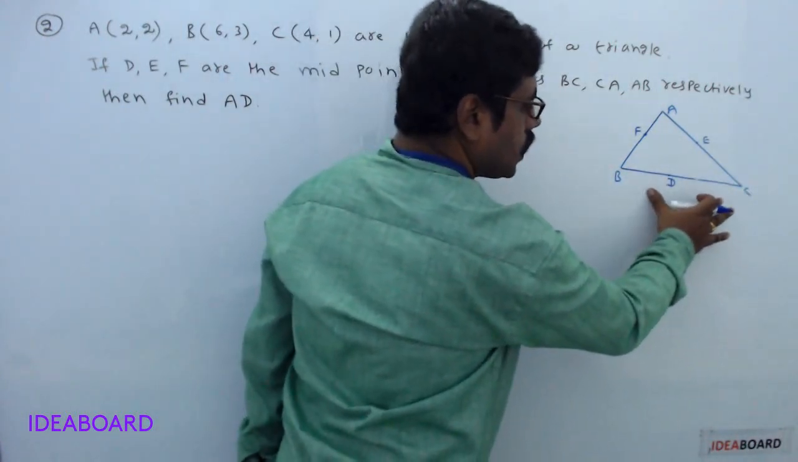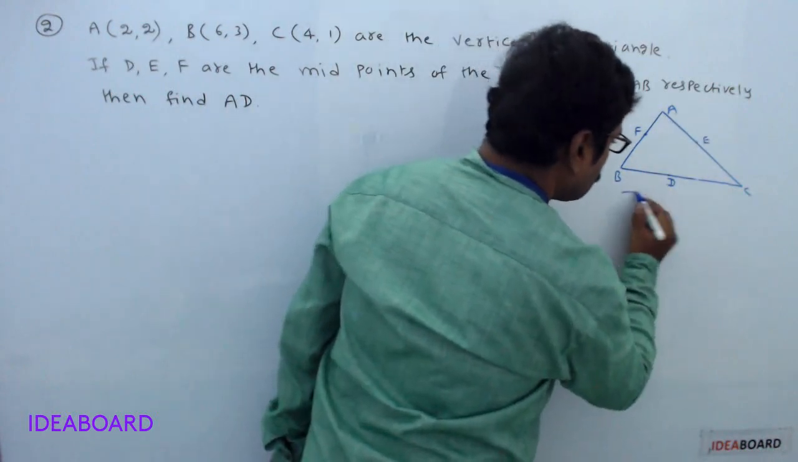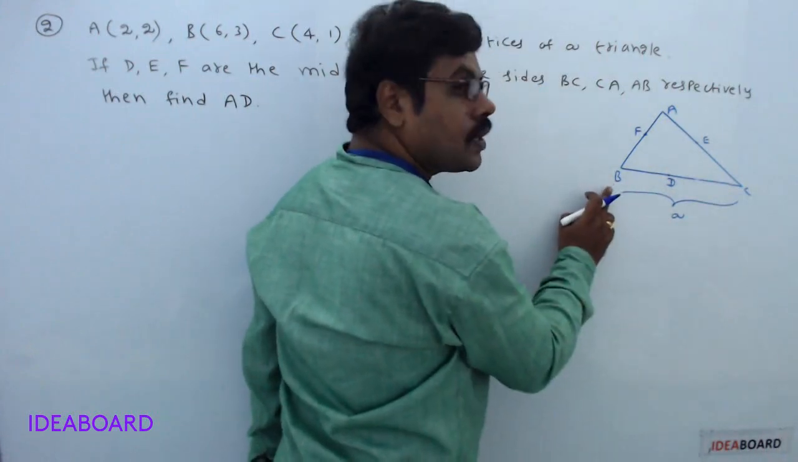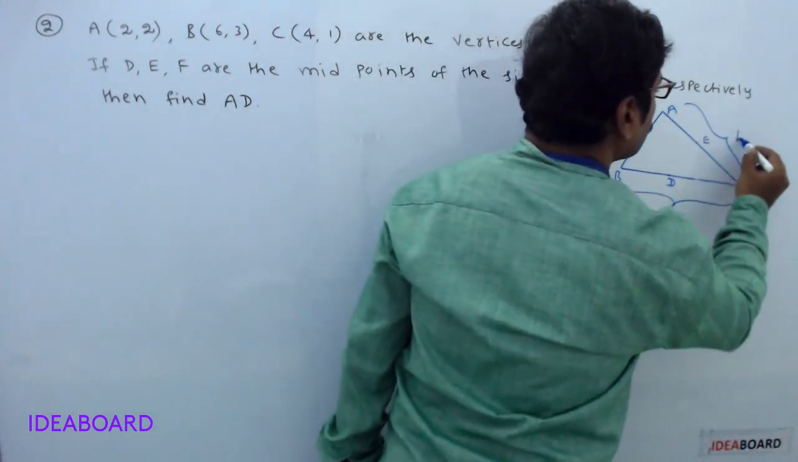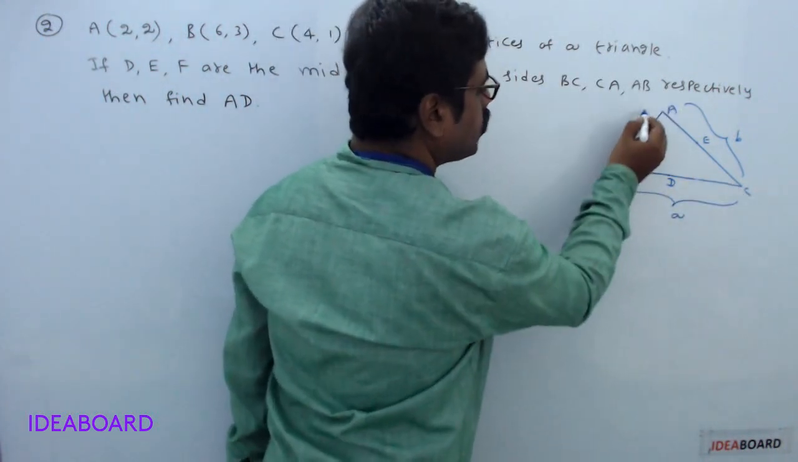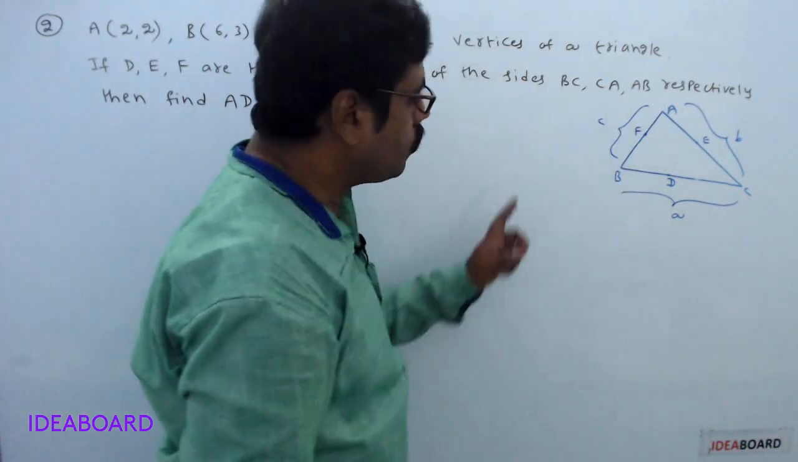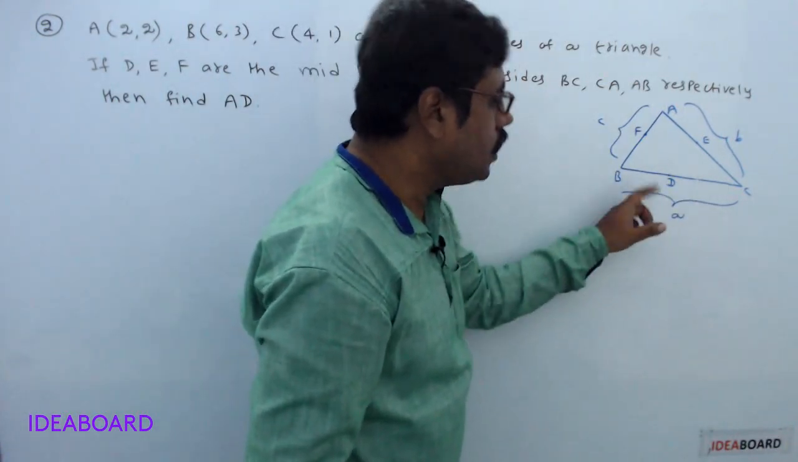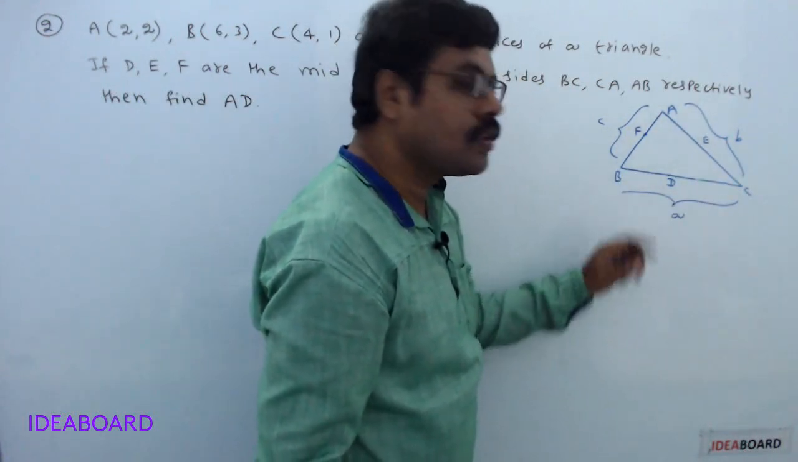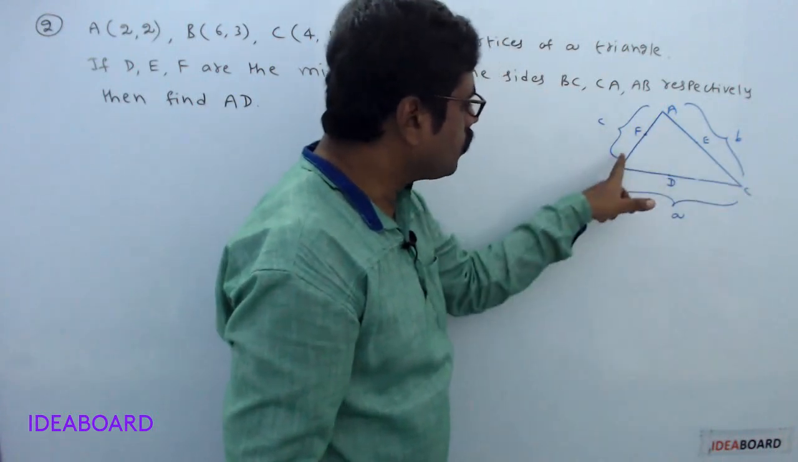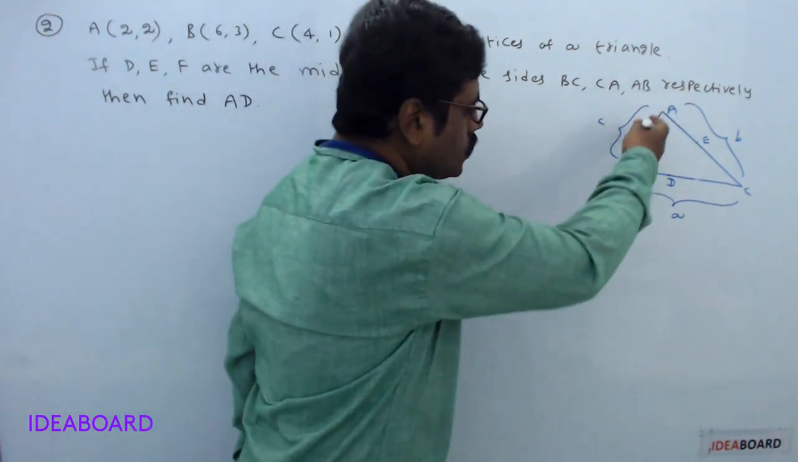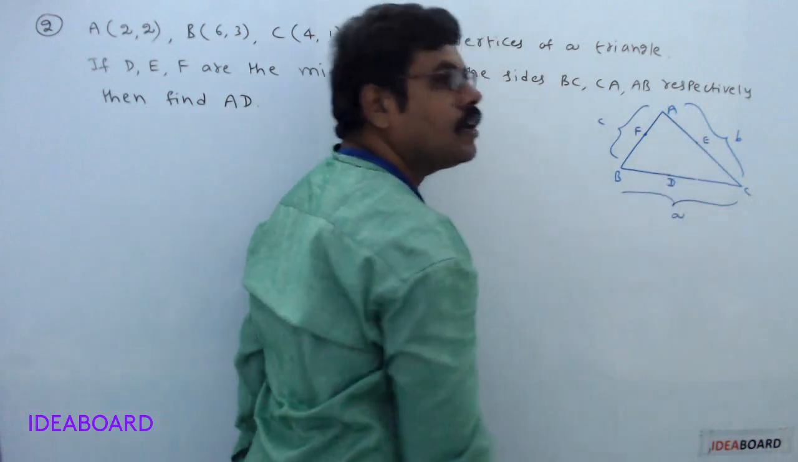Now let the length of the side opposite to the vertex capital A be small a. Let the length of the side opposite to the vertex capital B be small b. Let the length of the side opposite to the vertex C be small c. So what we have taken: length of the side opposite to vertex A is small a, opposite to vertex B is small b, opposite to vertex C is small c. So first calculate the values of AB, BC and AC.